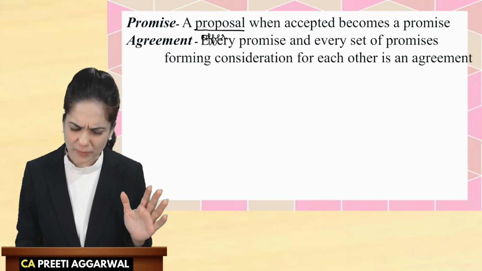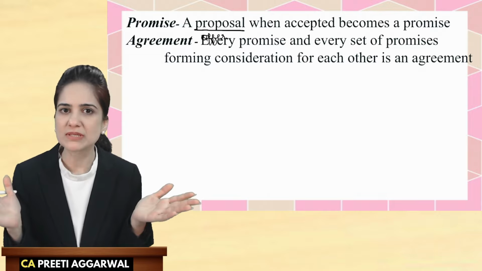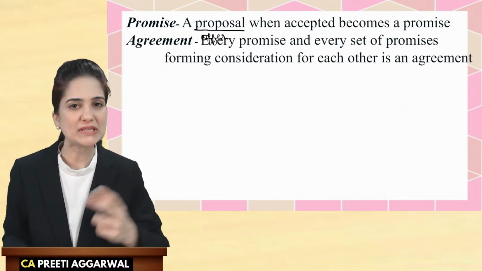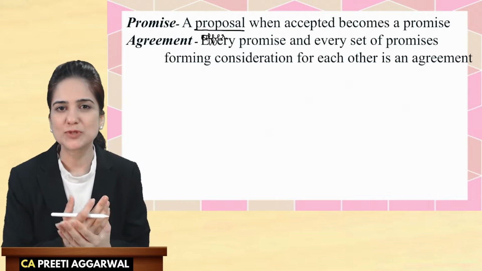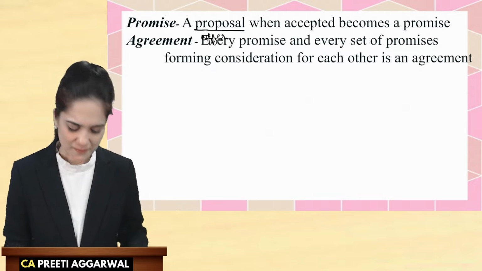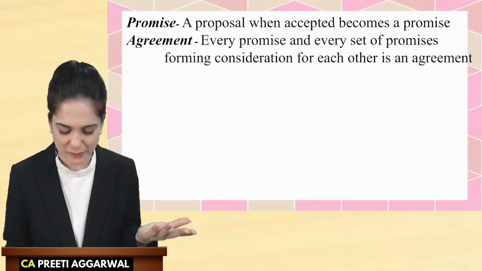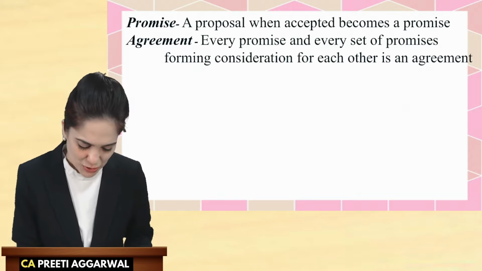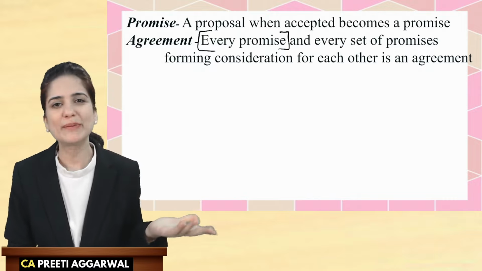Was there just one promise in my example, or were there many promises? Yeah, there were many promises. Will you work in my movie? Yes. Will you give me the desired dates? Yes. Will you give me X amount of rupees? Yes. There were many such promises. When all these promises come together, it forms an agreement. So what is an agreement? Every promise. See, if there is just one promise, then also it is an agreement. And when many promises come together, that also makes an agreement. So every promise, it means even if it is just one promise, it'll be an agreement.